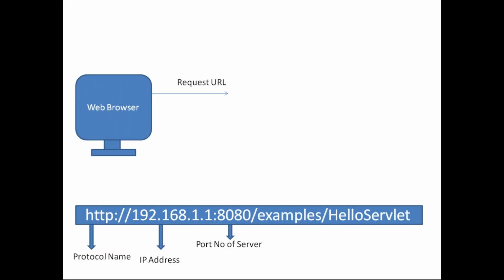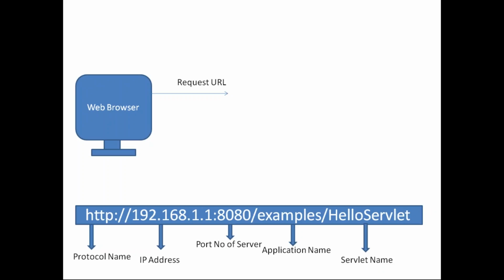And in the URL, this example is our application name. This is our application, means our folder name in which all our servlet code will be stored. So this example is a folder name, or we can say the application name. And inside that application, hello servlet is our servlet name which we want to execute. So these are the 5 components of the URL.